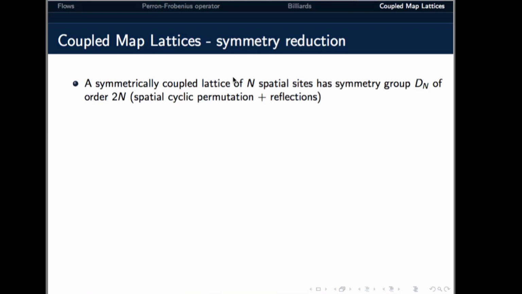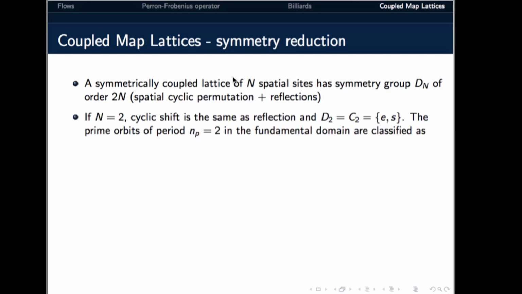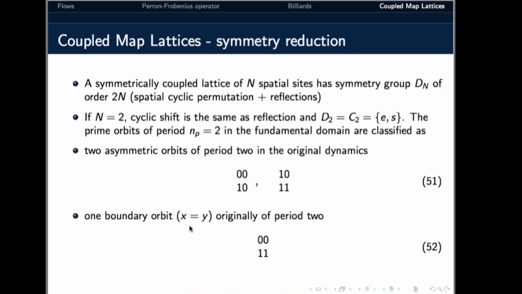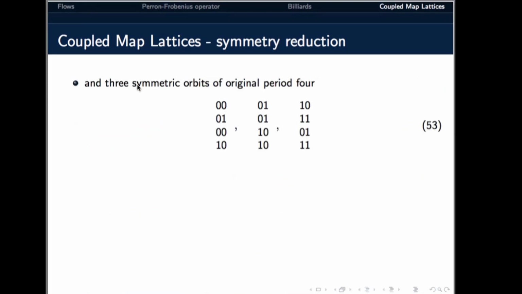However, a symmetrically coupled lattice of n spatial sites has symmetry group D_n of order 2n. So we have spatial cyclic permutation plus reflection. Of course, if n equals 2, the cyclic shift is the same as the reflection, so D2 equals C2. So we only have this group of identity and the flip, when we flip x with y. So the prime orbits of period 2 in the fundamental domain can be classified as 2 asymmetric orbits of period 2 in the original dynamics, these two, and 1 boundary orbit, which means x equals y, you see it's 0 0 and 1 1, period 2. And then 3 symmetric orbits of original period 4, which, however, we can reduce.